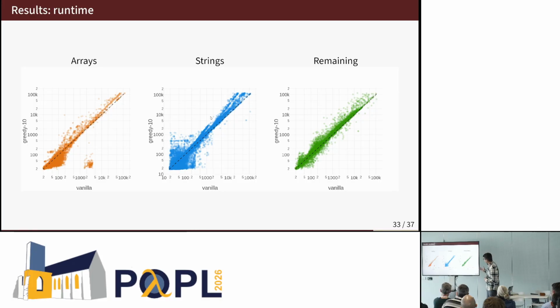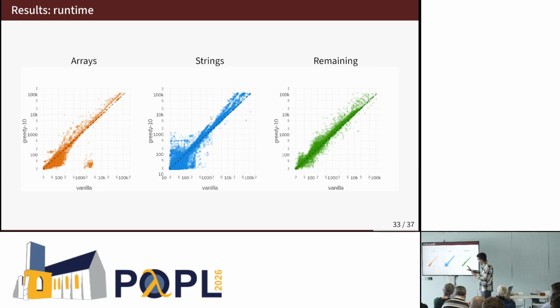And what's interesting here is that you can see that in general, there are more dots above the line. On the x-axis, we have the runtime for vanilla in milliseconds, and on the y-axis, we have the runtime for greedy. The 10 here is because we're using a fuel value of 10. We also tested out different fuel values, but they didn't make much of a difference.